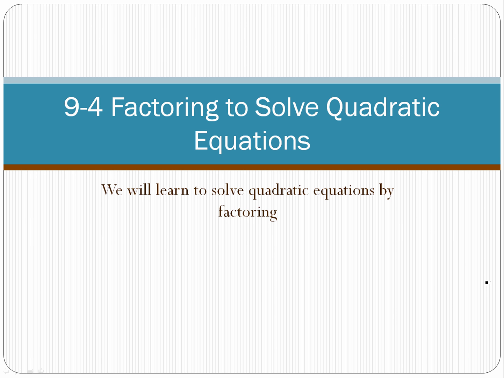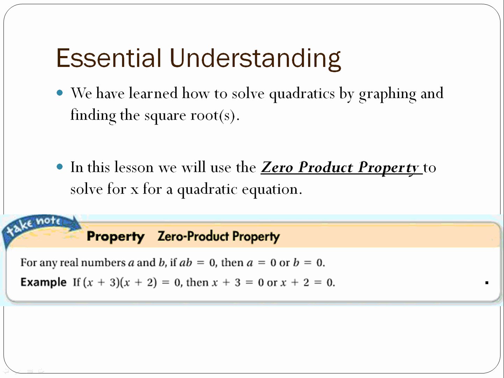Fellow algebra students, welcome to Chapter 9, Section 4, Factoring to Solve Quadratic Equations. In this section, we will learn to solve quadratic equations by factoring. Before this section, we learned how to solve quadratic equations by graphing and by finding square roots. This is just another method to do that, and in my opinion, if it's set up properly, it's usually one of the easier methods. In order to help us solve by factoring, we're going to learn first to solve using the zero product property.